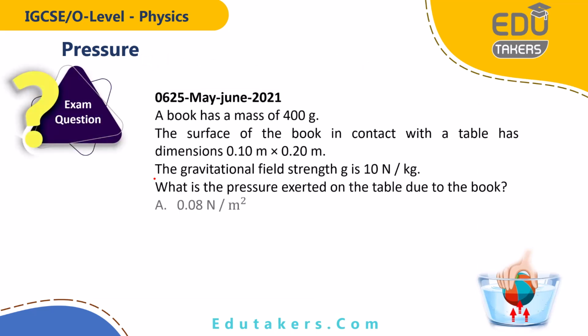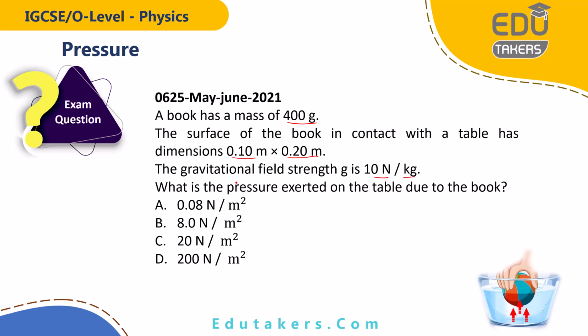Here is again our exam question that appeared in May-June 2021. The book has a mass of 400 gram. The surface of the book in contact with the table has dimensions 0.10 meter times 0.20 meter. The gravitational field strength g is 10 Newton per kilogram. What is the pressure exerted on the table due to the book? So basically here we have to find out the pressure.